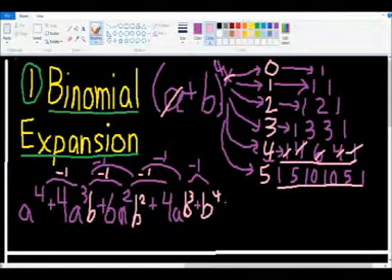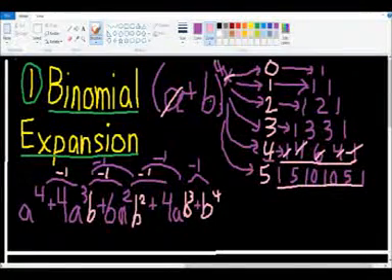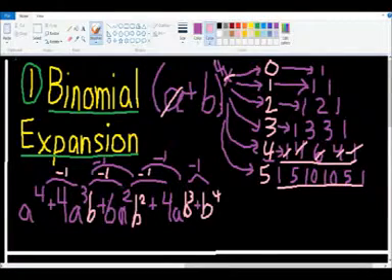b to the 5th, 4th, 3rd, 2nd, 1st, and use our leading coefficients. And you've got to remember that whatever b is, you have to replace every b with what b is. You can't skip out and say, I'm going to leave this b here. Same with a. Whatever a is, you have to replace all a's with it. And you always need to simplify.